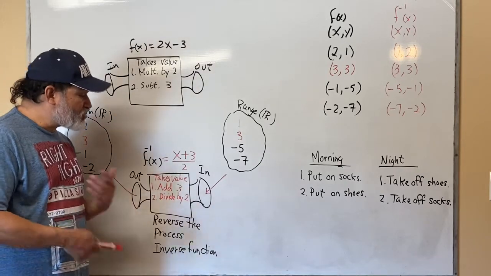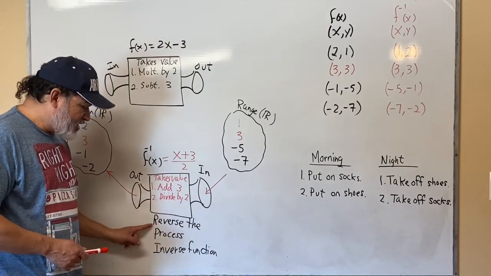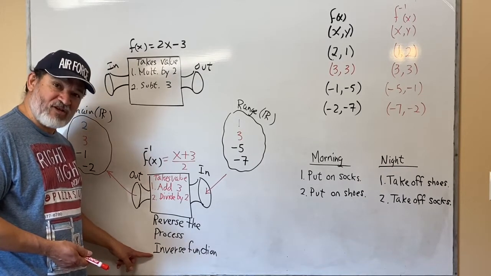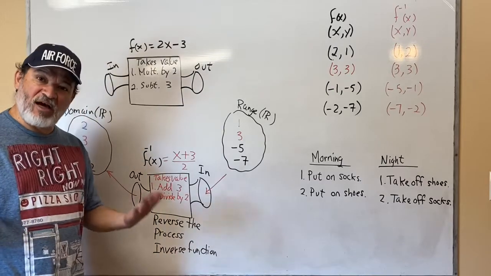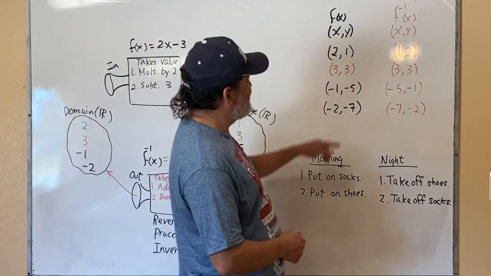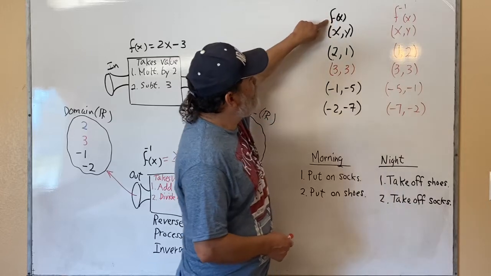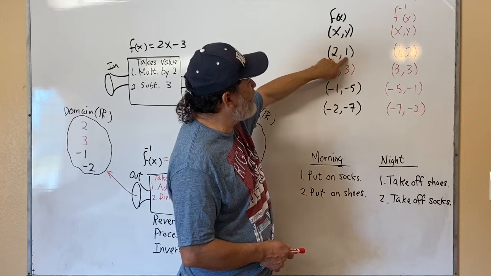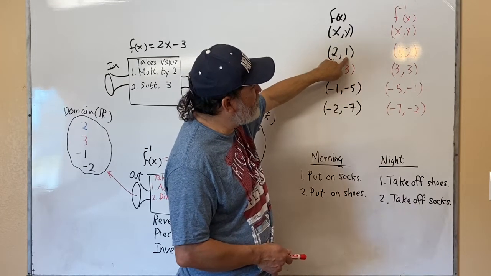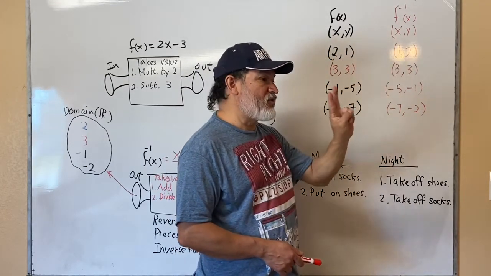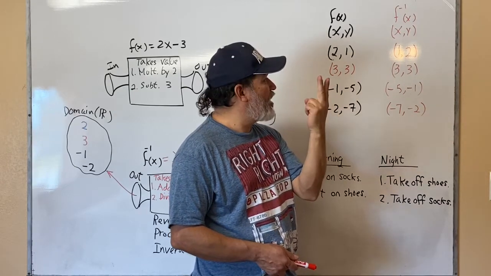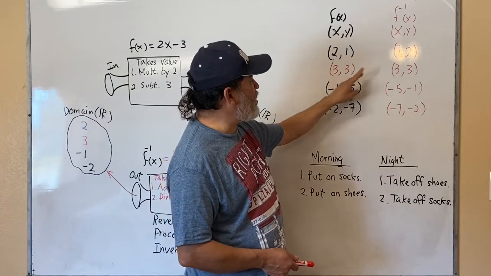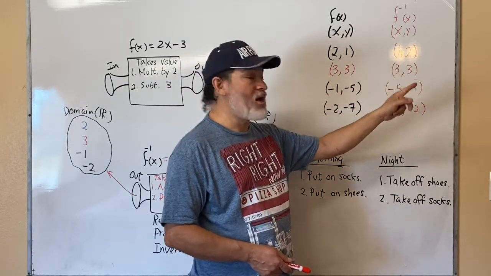So what is the inverse doing? It reverses the process. Once you find it, we call it the inverse function. Look what else it does. These are ordered pairs for the function. 2, 1. What did the inverse do? 1, 2. Reverses. Yeah. It interchanges the coordinates. 3, 3. 3, 3 again.